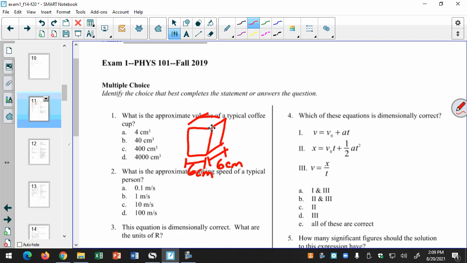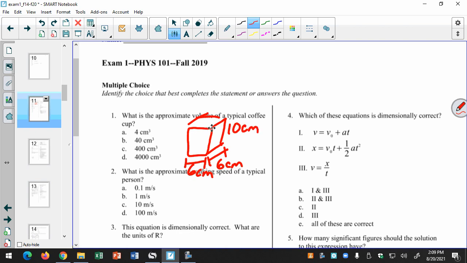Y'all drink coffee? Who needs coffee? You know what a coffee cup looks like, right? My coffee cup is typically about this high. Maybe that's a tall one. But it's bigger than the width. And so let's say that the height of this coffee cup is, I don't know, 10 centimeters.